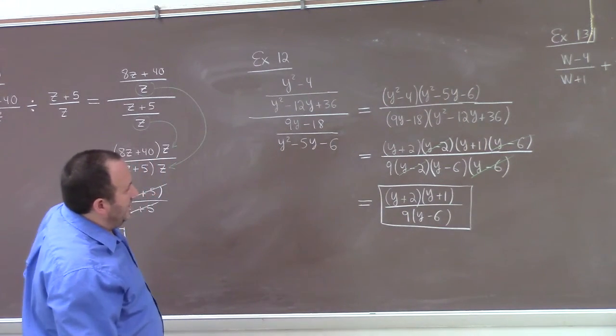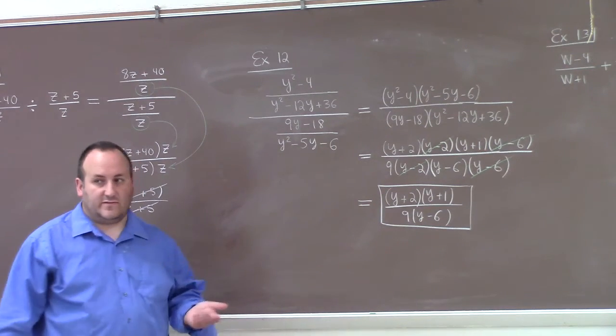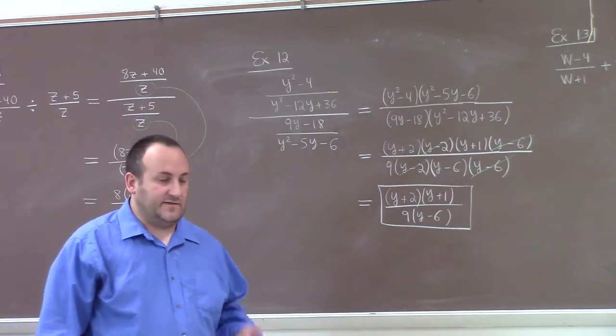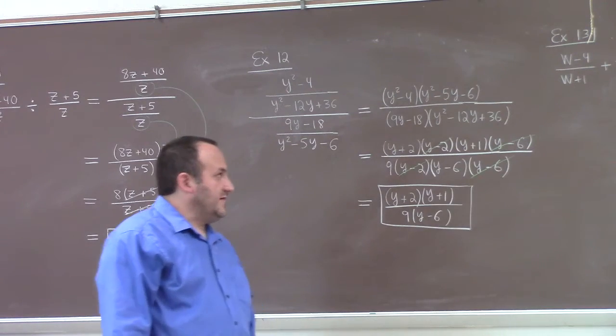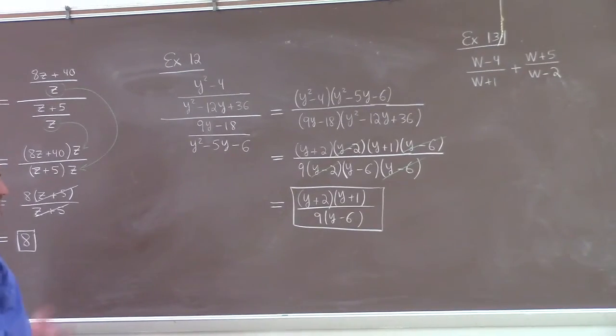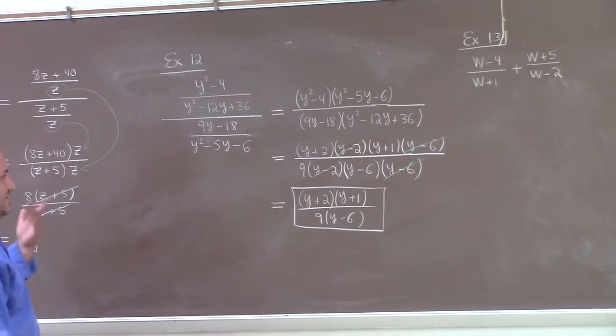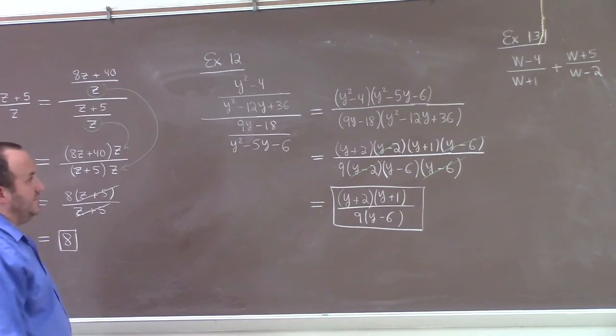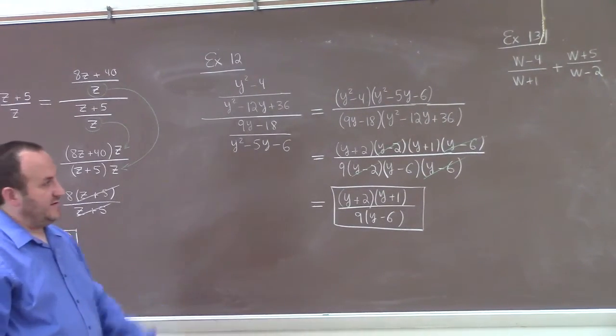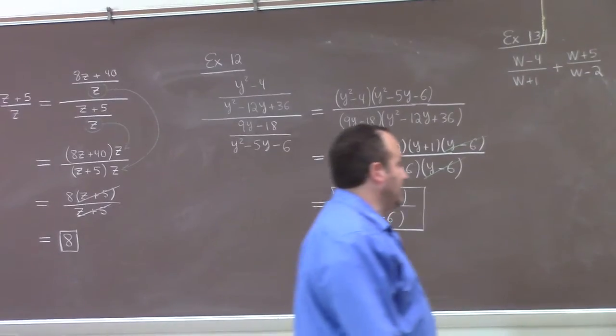So in each one of these, I haven't written down the instructions, but the instructions are to simplify the rational expressions after performing the operation. In this case, division. In that case, division. In exercise 13, it's addition, right?